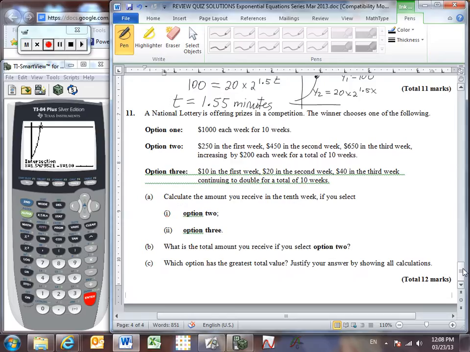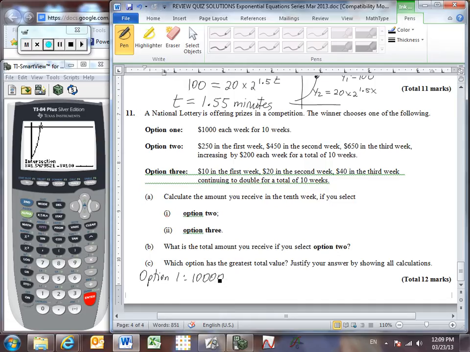And the last question you've been assigned is number 11. A national lottery is offering prizes in a competition. The winner chooses either option 1, option 2, or option 3. Now option 1 says you get $1,000 each week for 10 weeks. That's pretty simple, isn't it? After 10 weeks, option 1 would give you $10,000, right? $1,000 each week for 10 weeks.